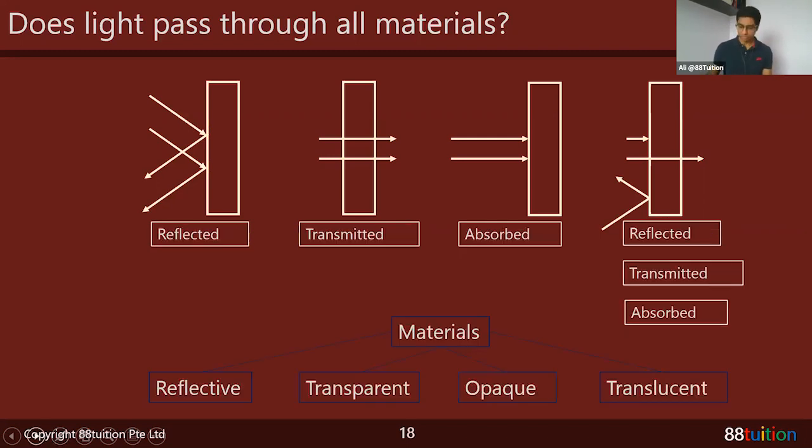Good. Okay, so we summarize everything that we have to know about materials and the properties of light. Light can get reflected, transmitted, or absorbed. All of them are on the board. And then the materials: reflective material, transparent material, opaque material, translucent material. Good.